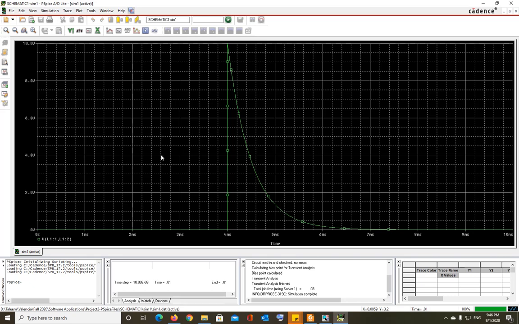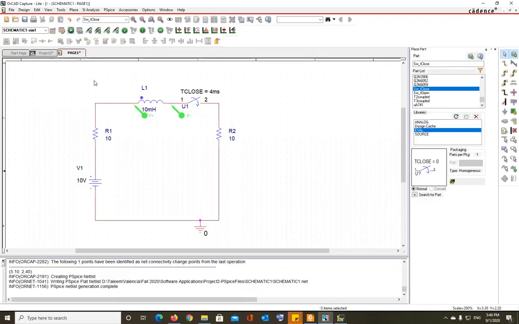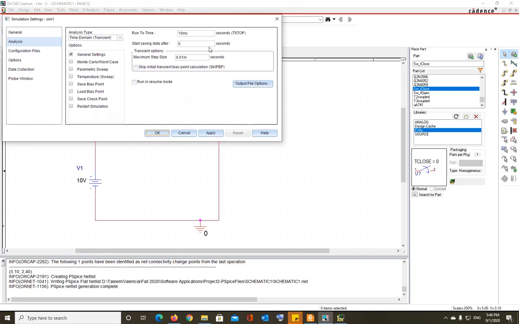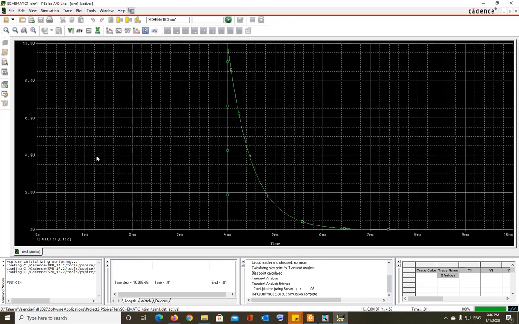When the source is DC, at the steady state, it acts as a short circuit, hence the voltage across it becomes 0, and the maximum current flows through the inductor. So this is what the transient analysis is. So remember a few important things when you're doing transient analysis. Again, run to time is the maximum time for which you want to run the circuit. Start saving data means at what time you start your simulation, so at what time you're going to show the simulation over here.